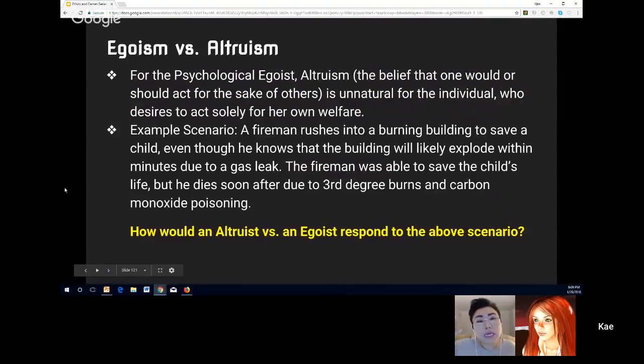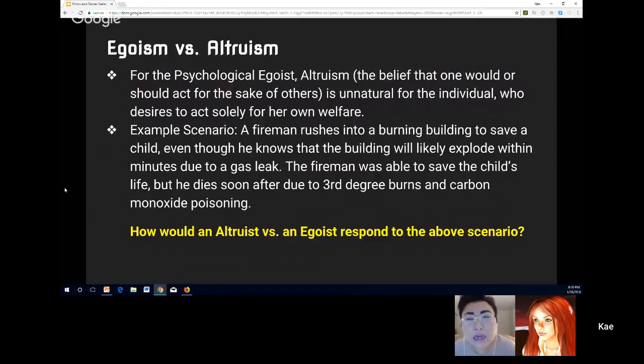Okay, so egoism is in opposition to altruism. Altruism is basically the belief that one would or should act for the sake of others. So you're constantly thinking about what to do for other people. And an altruistic person believes that that is the morally right thing to do, that we do things to benefit other people, not ourselves. So naturally, egoism is in opposition to altruism, right? So for a psychological egoist, they believe that thinking altruistically is very, very unnatural for the individual who desires to act solely for their own welfare.